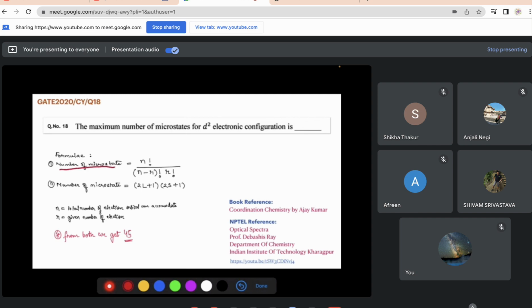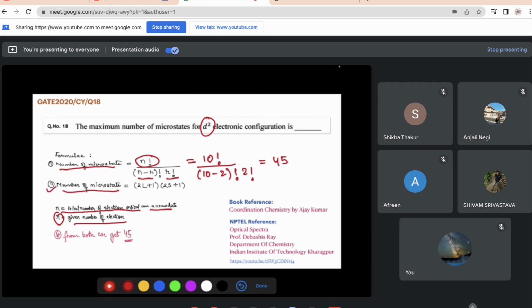So this goes with the formula: number of microstates is n factorial upon n minus r whole factorial, r factorial, where n is the total number of electrons the orbital can accommodate. For the case d2, the total number of electrons the d orbital can accommodate is 10. So it becomes 10 factorial upon 10 minus r whole factorial, where r is just the given number of electrons, so 2 whole factorial, and 2 factorial. This will give me the value 45. This formula gives the number of microstates.